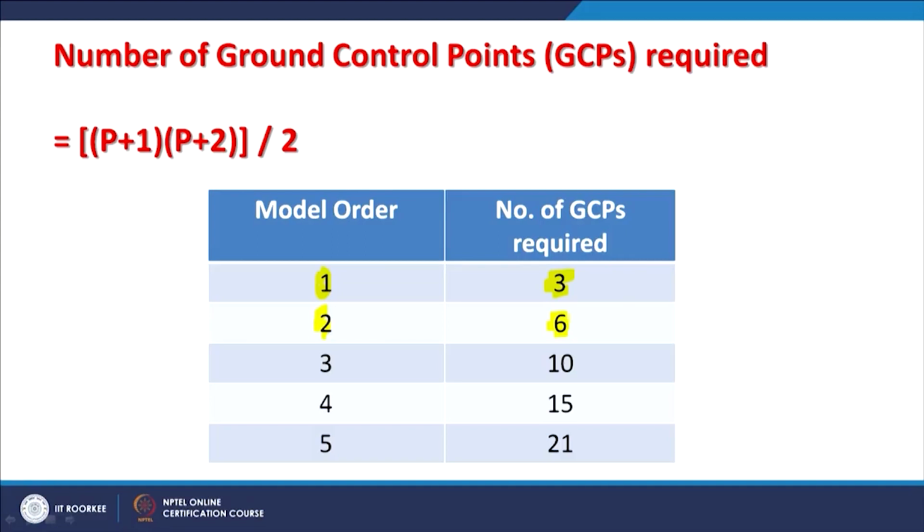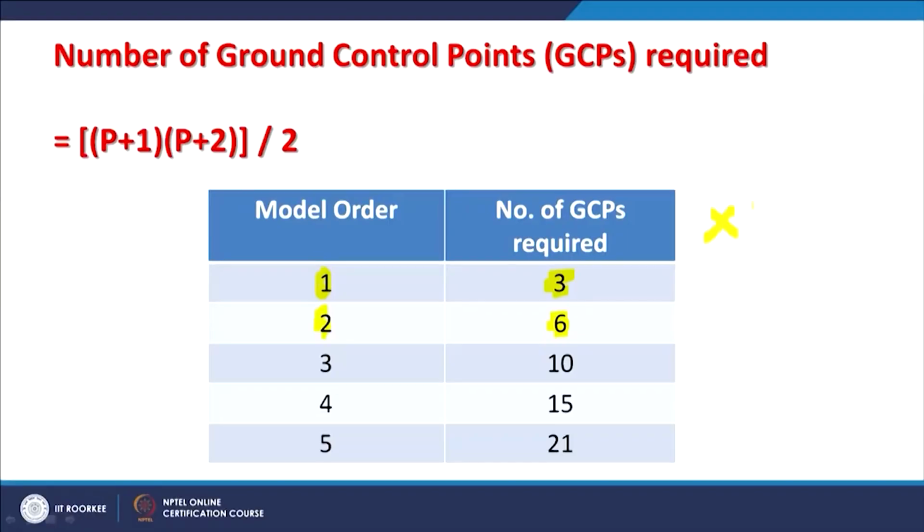Minimum does not mean that I will collect only 6. No, this is not a good practice. In my experience and understanding, to achieve better georeferencing, or what people call within-pixel georeferencing accuracy, it is better to multiply by 3. So if first order, then we should collect 9. If it is second order, then 18, and likewise.